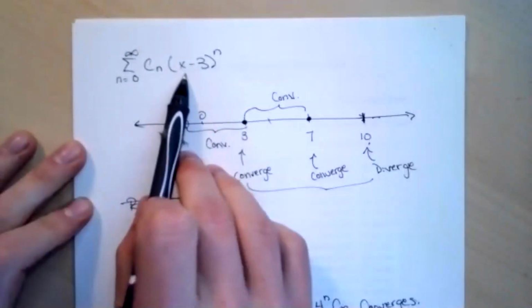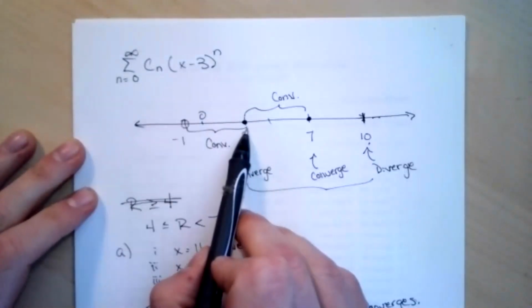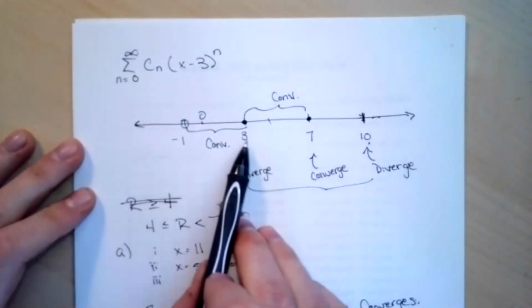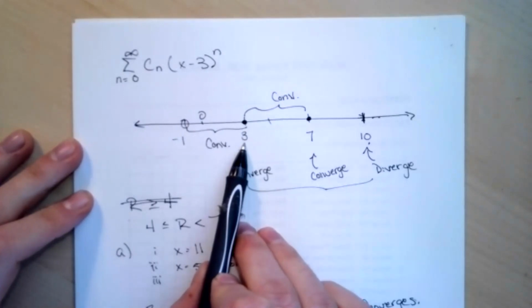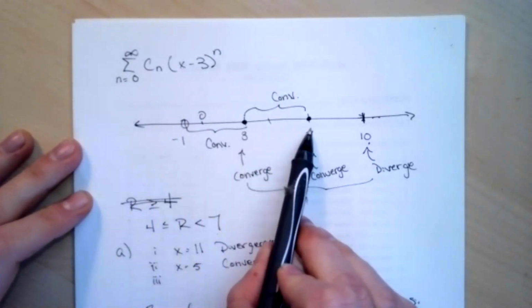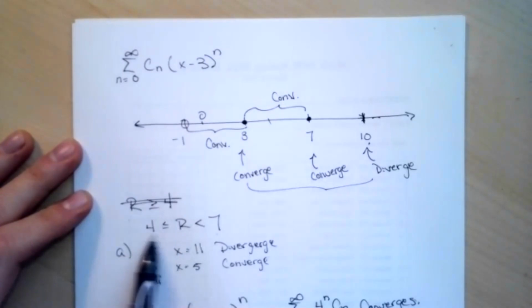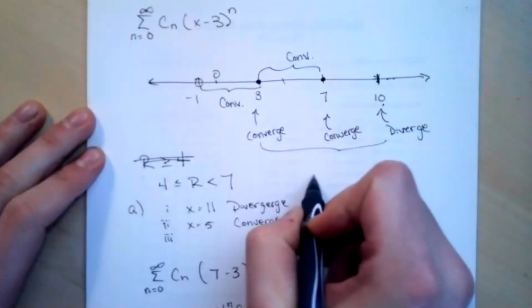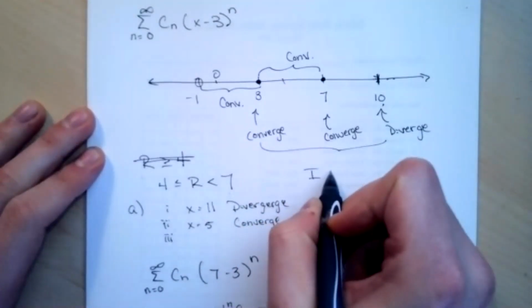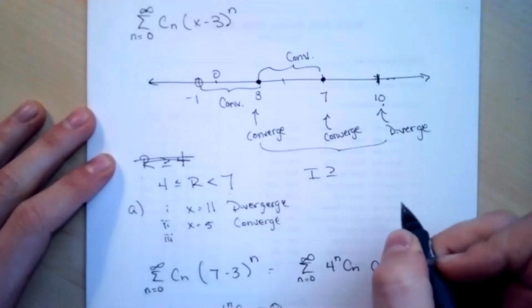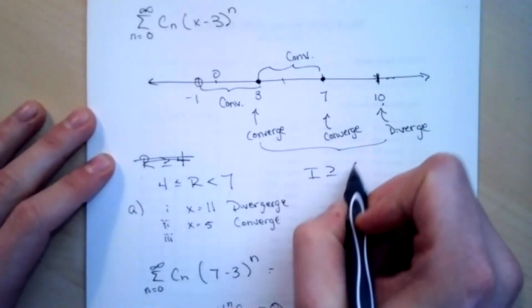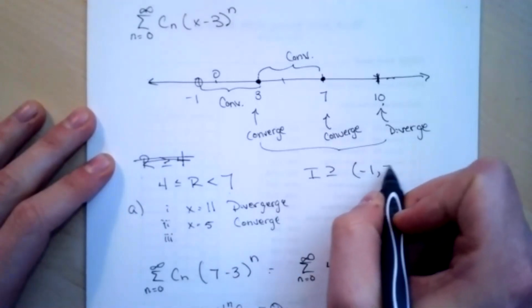You can say that the center of the power series is at x equals 3. So you could just essentially write out what we drew here. And because we know it converges at 7, we know that the radius of convergence is at least 4. Meaning that the interval of convergence is at least bigger than -1 to 7.